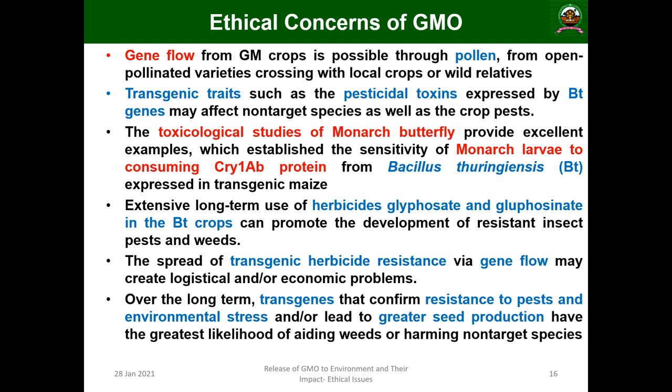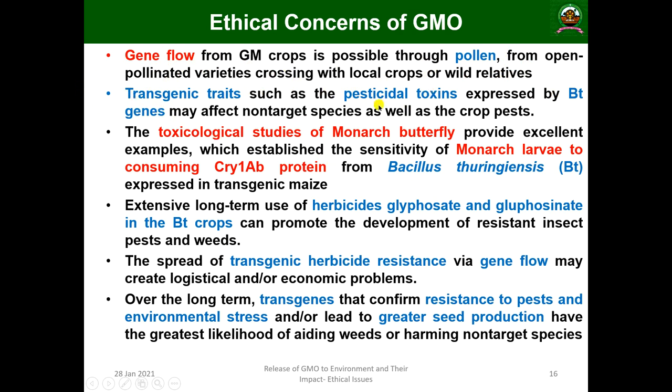The next one is the flow of the gene through the ecosystem. The gene flow from the genetically modified crop is possible via pollen grains. You know that the plant has pollen, which is transferred from one organism to another via wind, via insects, etc. And if the pollen is contaminated with the gene, then it will be transferred from one particular place to another particular place.